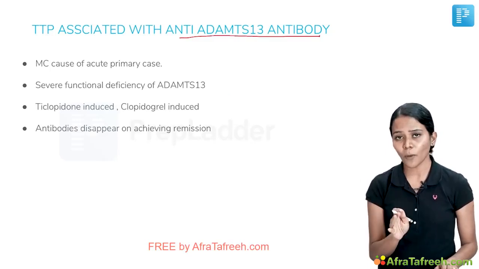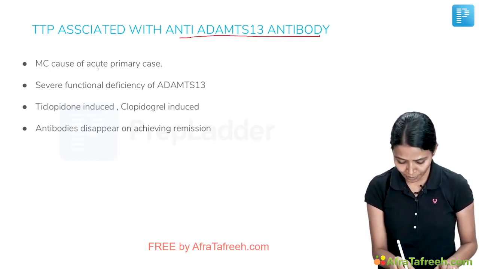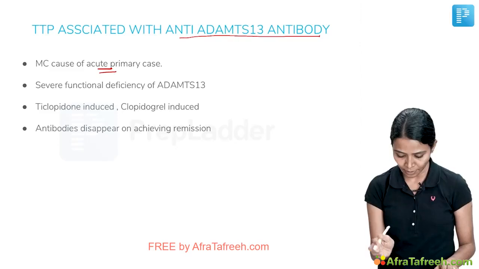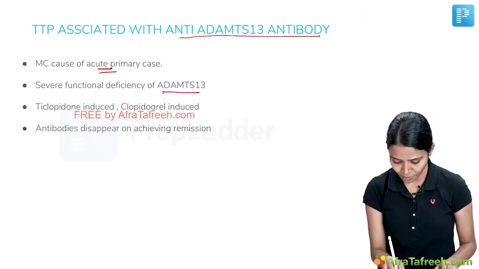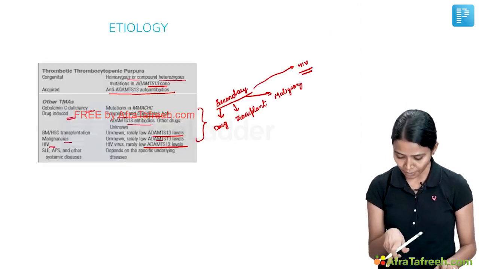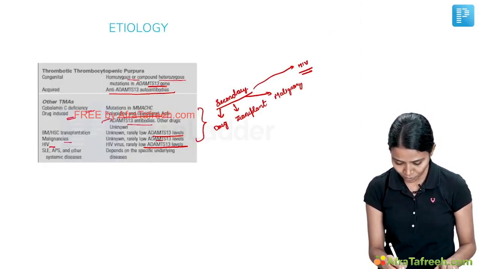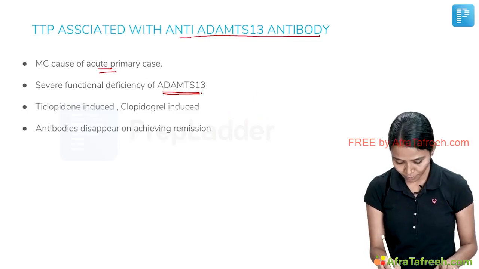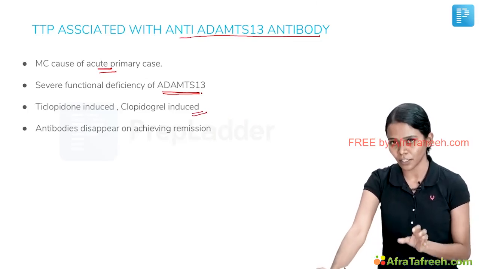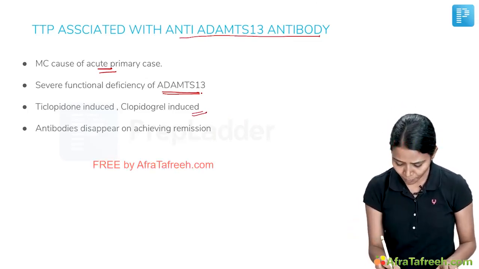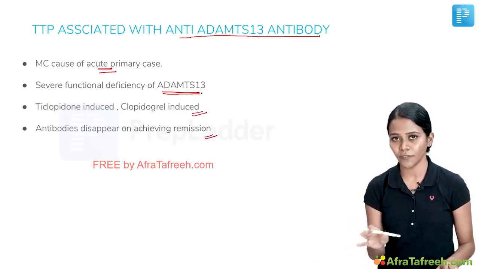Now, TTP associated with ADAMTS13 antibody. Most common cause in acute primary case is ADAMTS13 antibody. This antibody causes severe functional deficiency of ADAMTS13. Mostly it is seen in drug-induced situation, like here where we saw. Most common causes of drug-induced are ticlopidine or clopidogrel. It can also happen genetically, but drug-induced is more common, and antibodies will disappear on achieving remission.